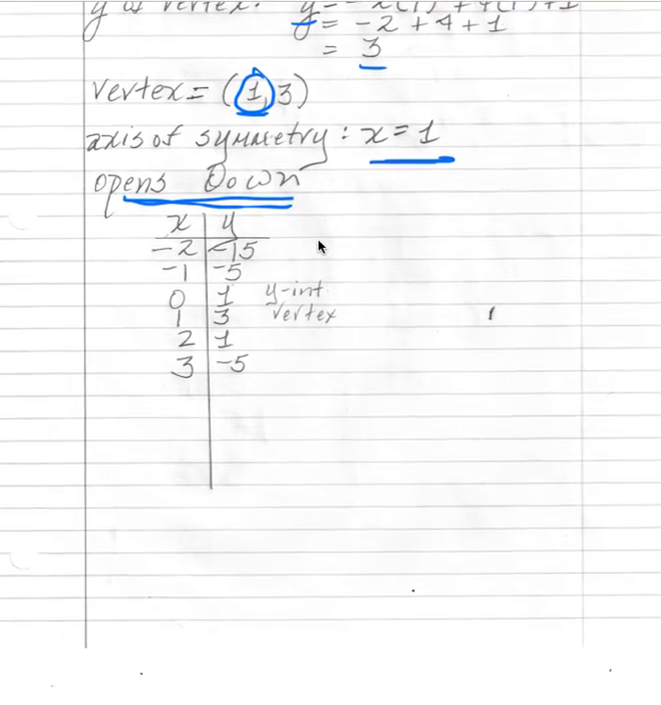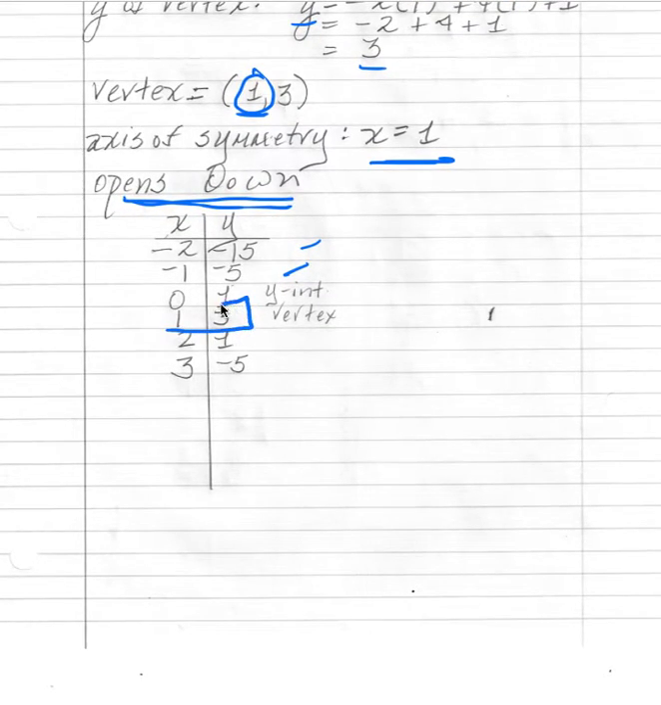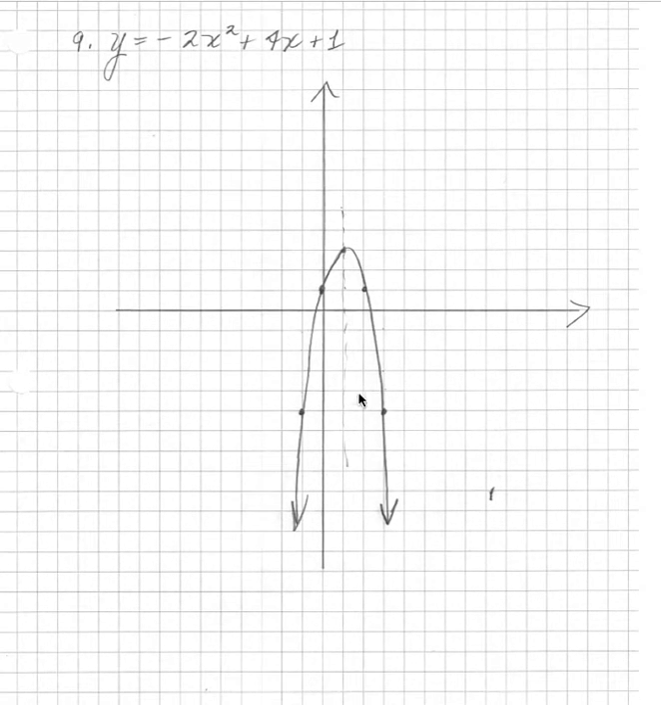And then I'm going to pull some points to the left and right of my axis of symmetry and my vertex. So I pick these points to the left, and then I pick these points to the right, and you find the y values for those. And then you're going to plot them into a graph. It'll look kind of like this. And you're going to sketch this. And you remember to put arrows on your parabola.